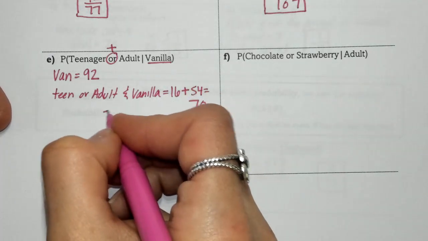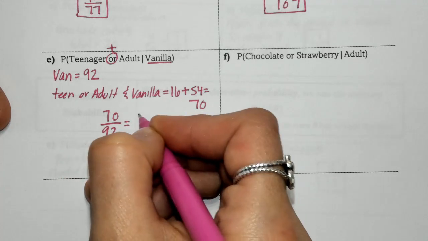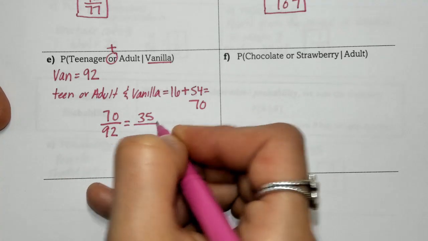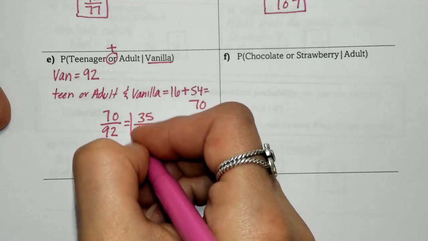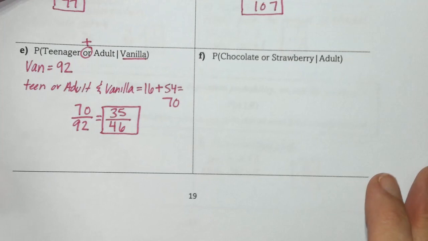So now we're going to have 70 over the 92. And this will simplify down, divide each one by 2. We get 35 over 46. So this is the toughest one because you have to do a lot here. Okay? The more practice, the better you'll get.